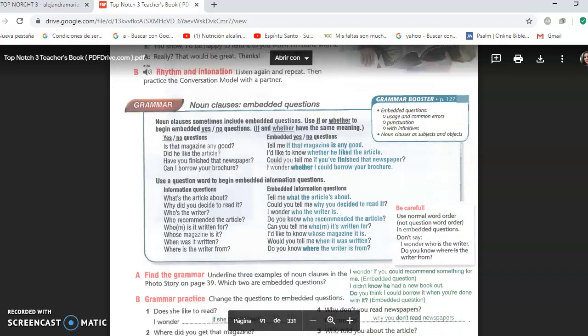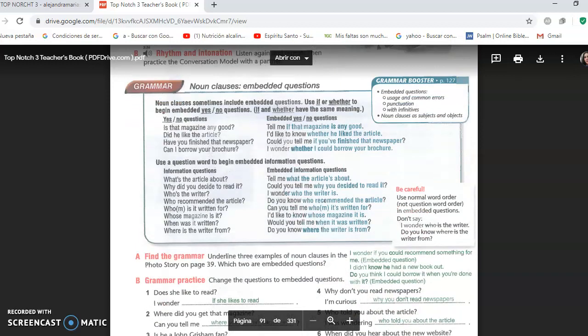Ok, tenemos acá otra explicación acerca de las preguntas embedded. Information requests, questions. And then we have those questions, embedded information questions. Ahora vamos a hablar de preguntas para información. Las primeras son preguntas donde la respuesta es un sí o un no. Y las segundas son para preguntas donde vamos a conseguir información. There we have. What's the article about? Ahora utilizando una embedded question sería tell me what the article is about.